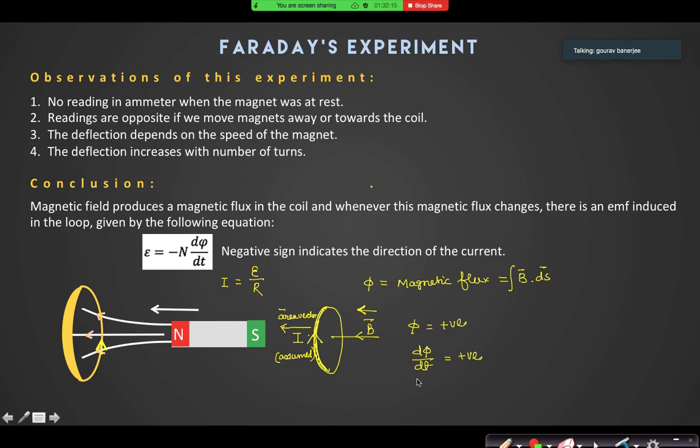Yes, sir. So E is equal to minus d phi by dt. If I multiply it with N, E is negative. So if E is negative, current is also negative. Current negative means your assumed direction is opposite to the actual current direction.